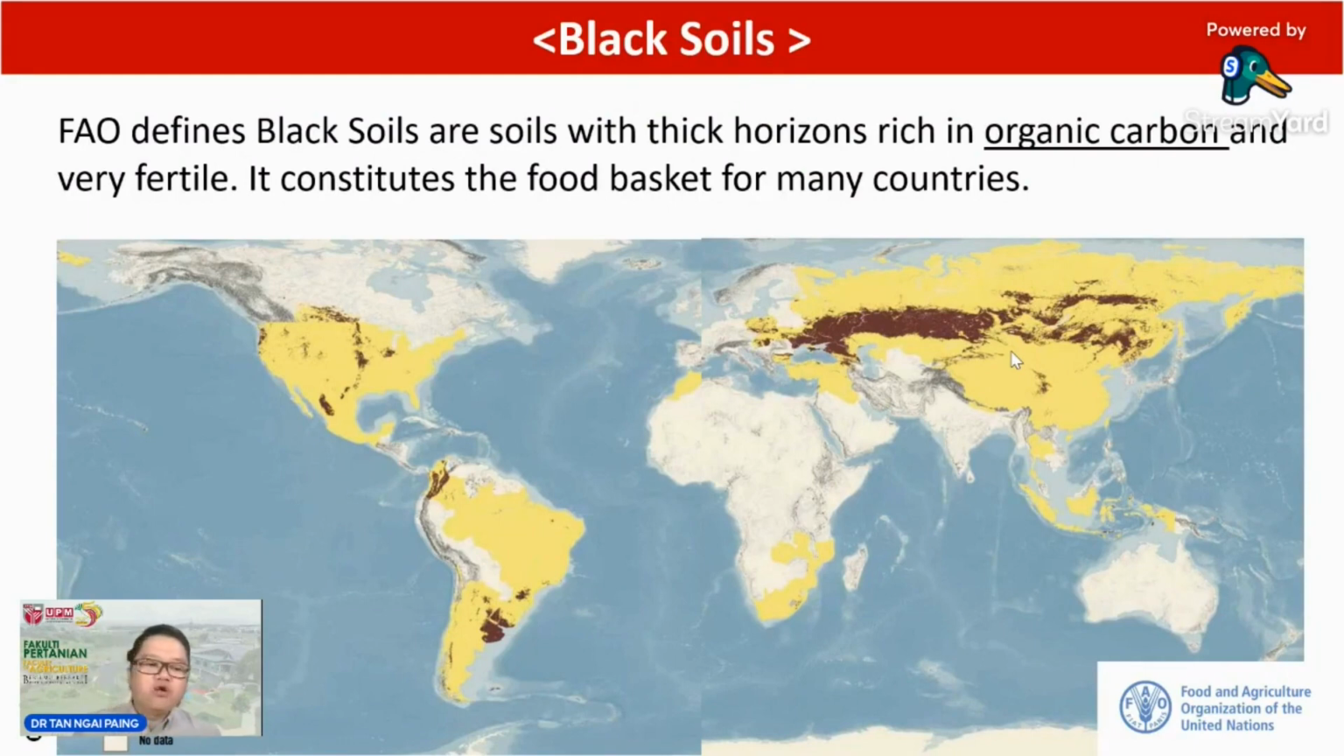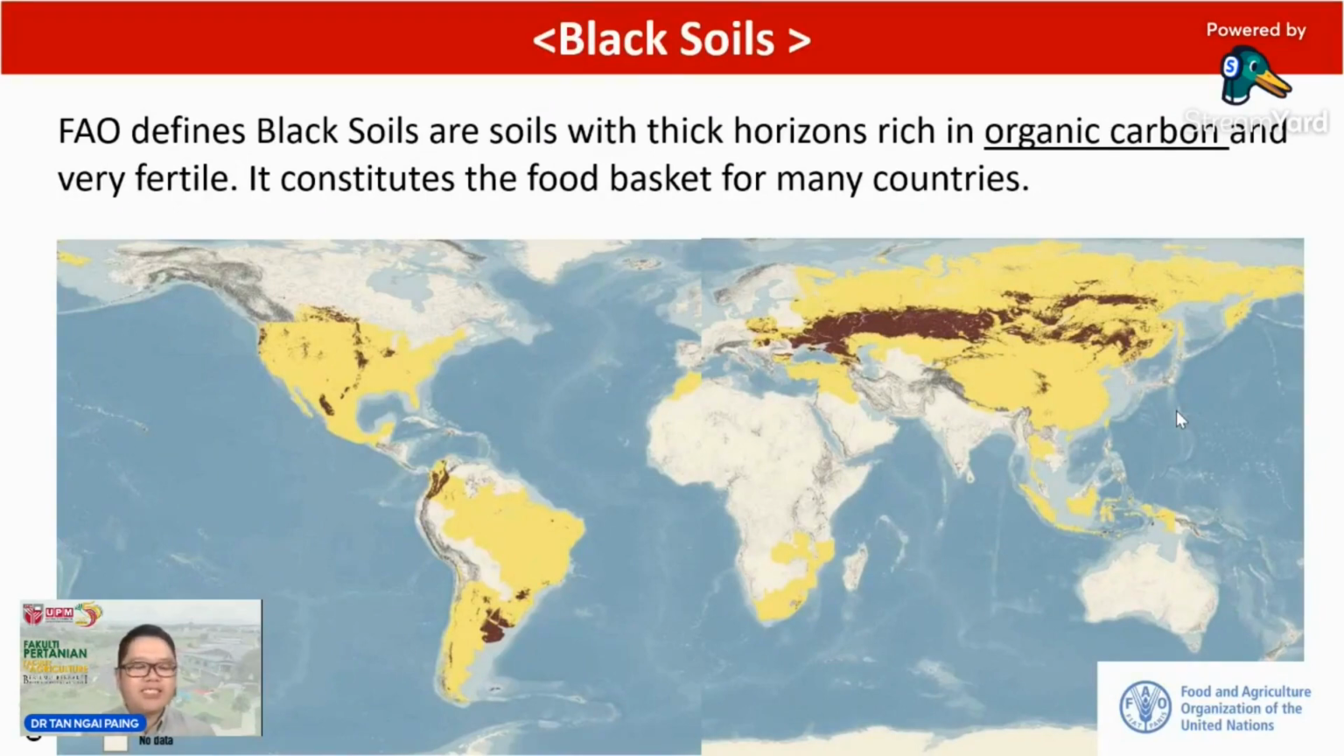So for other soil, the non-black soil, what are non-black soils? Non-black soils are soils that are still good for growing food, but most of the time the performance is not as good as it is.